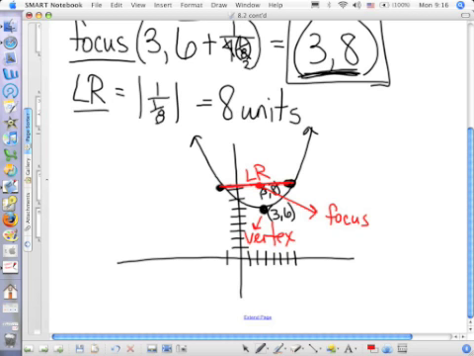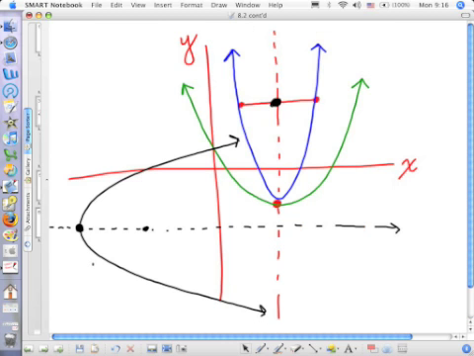All right? So like I said here, the way the focus and the LR relate to each other depends on where the focus lies. Because if your LR is this long, if your focus is right here, you got a fat parabola. If your focus is right here, the LR hasn't changed, your parabola is getting thinner. If your focus is way up here, it's getting skinnier and skinnier. Okay? So they go together. They're not two separate things. They go together.